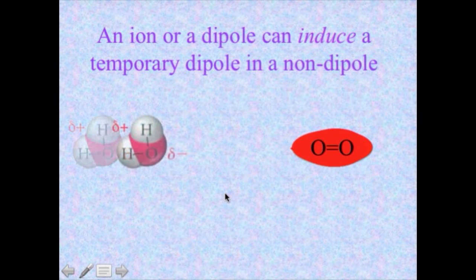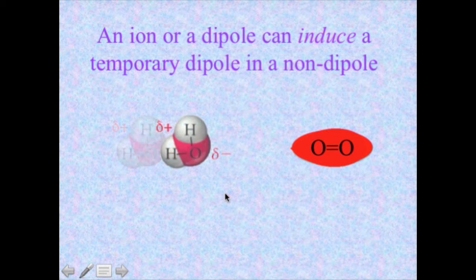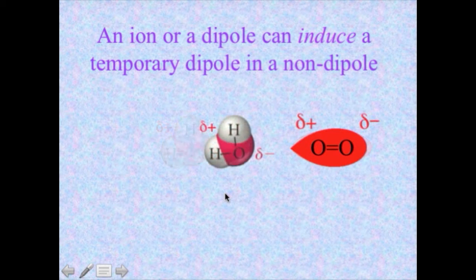Well, the answer is that the water, being a permanent dipole, as it approaches the oxygen, can induce a dipole. The negative end of the water molecule can repel the electron cloud around the oxygen, pushing the electrons to one side, and the side closest to hydrogen then has a positive charge. So there's a weak interaction here by this induced temporary dipole.